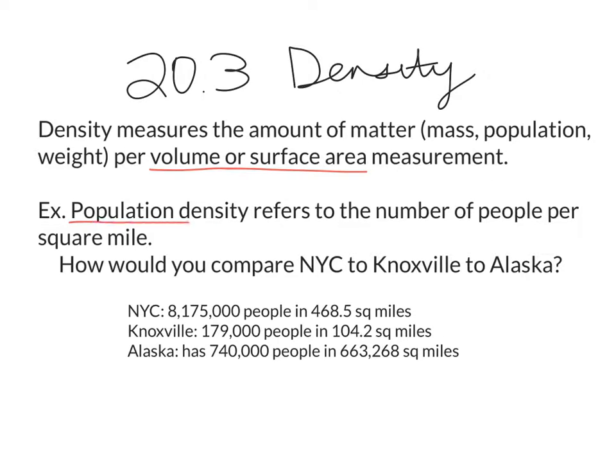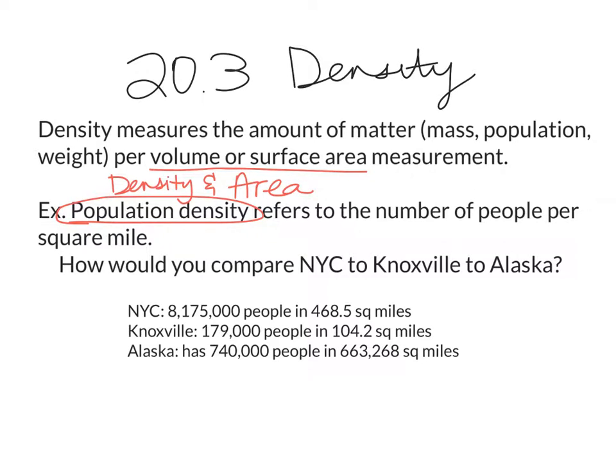The first one is going to be what we call population density, and this is an example with respect to area. So this is density and area, if you want to label this little section. We're going to do one quick example. Population density refers to the number of people per square mile. So how would you compare New York City to Knoxville to Alaska?